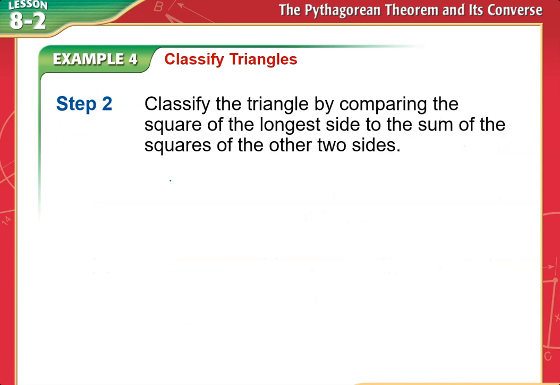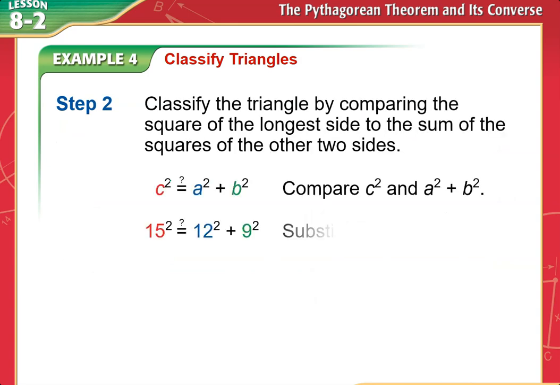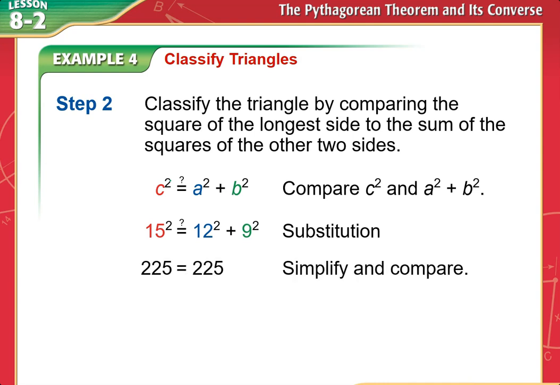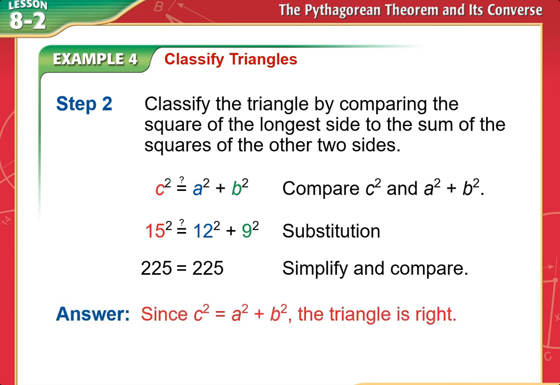Now, we're going to see what type of triangle. Does it fit c squared equals a squared plus b squared? So we'll take 15 squared and compare it to 12 squared plus 9 squared. And we get 225 equals 225. Therefore, this particular problem is a right triangle.